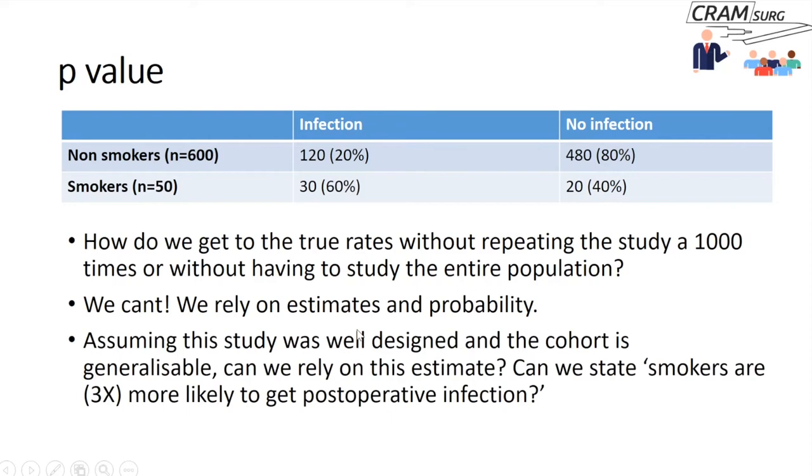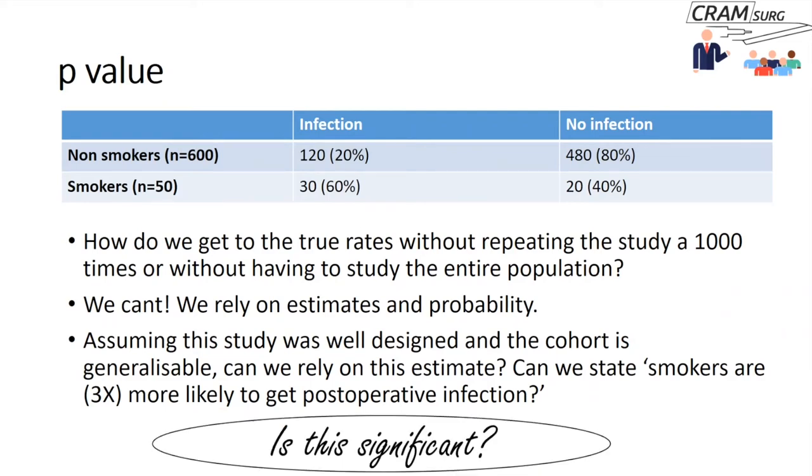With that in mind, and assuming that this study was well designed and the cohort is generalizable, can you then say that we can rely on this estimate of 20 and 60%, which is a threefold difference? Can we state that smokers are three times more likely to get postoperative infection? Can we do that with confidence? That's the question. In other words, are these results significant? You've got the rates, but then you've got to decide on whether they are significant.